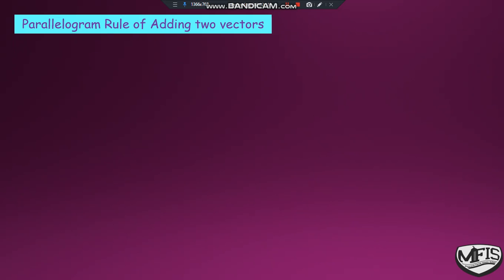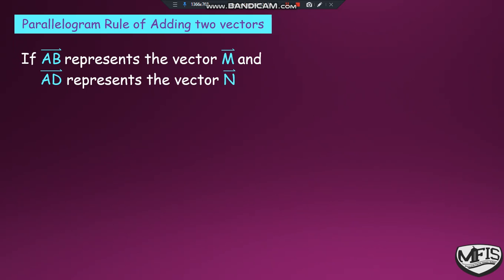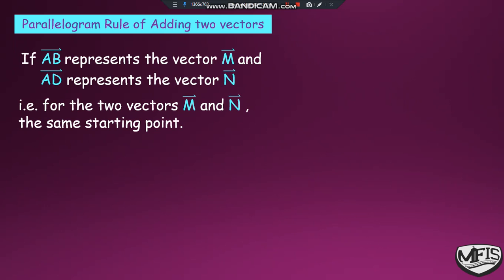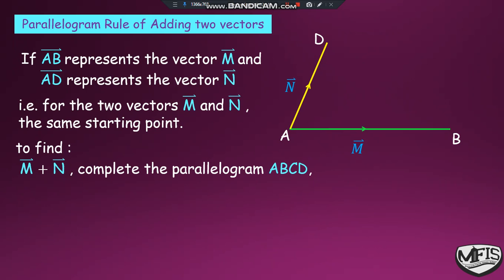And the second one, the parallelogram rule of adding two vectors. If AB is represented by vector M and AD is represented by vector N, for the two vectors M and N we notice that the starting point is the same. We want to add vector M and vector N, so we will complete the parallelogram ABCD.